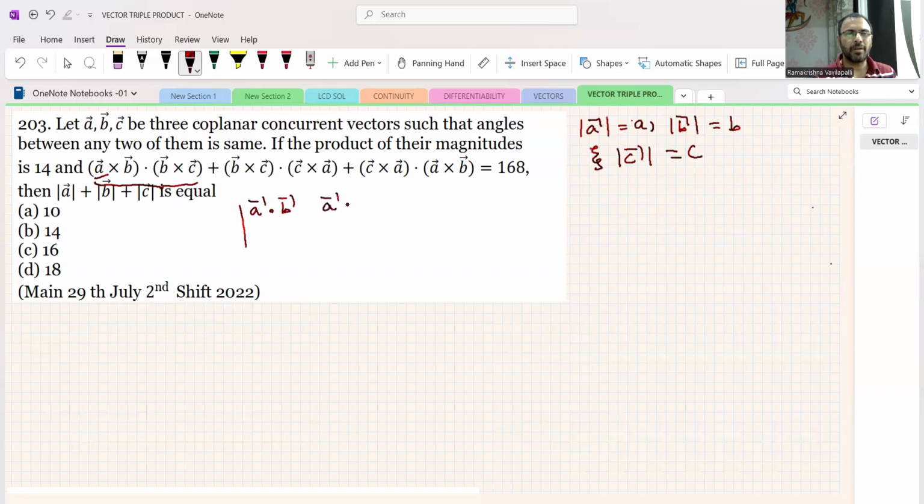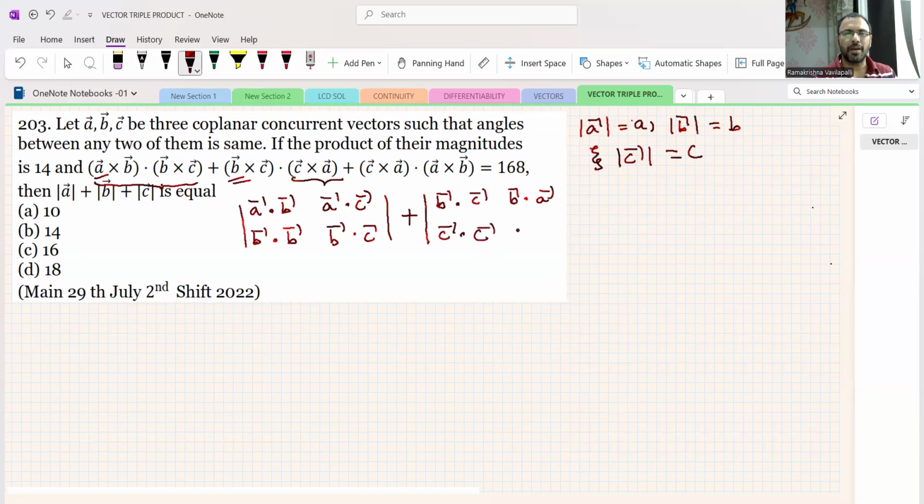and A bar dot C bar. This is over. Now with B, B bar dot B bar, B bar dot C bar. Well, this is over. Plus the second determinant. Here you see, with B, you take dot C, dot A. B bar dot C bar, B bar dot C bar, B bar dot A bar. And with C, C bar dot C bar, C bar dot A bar. Good. All right.